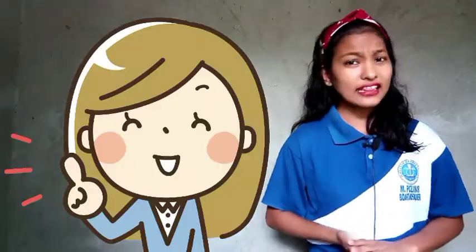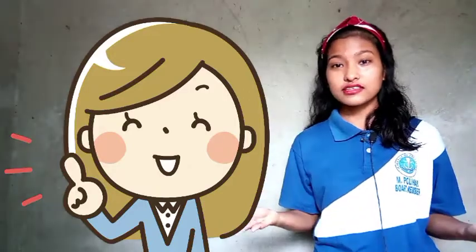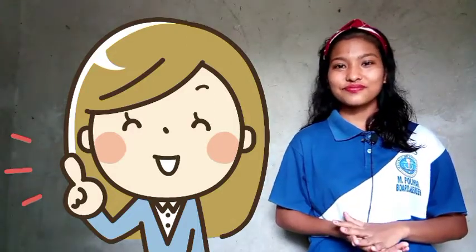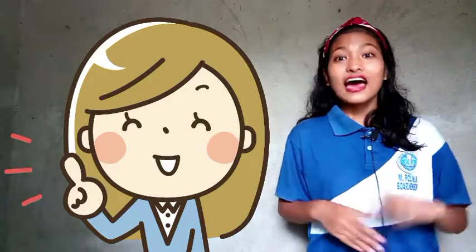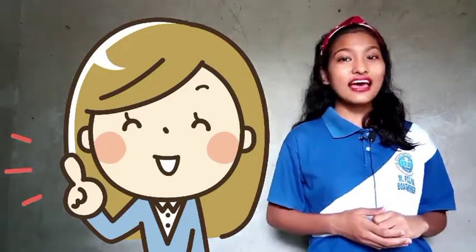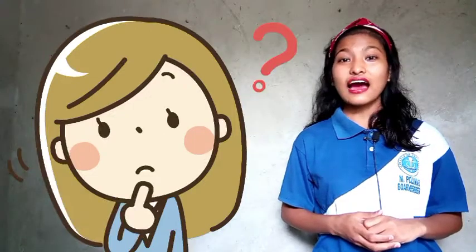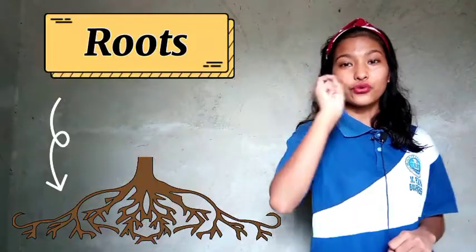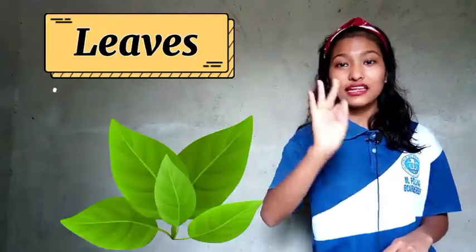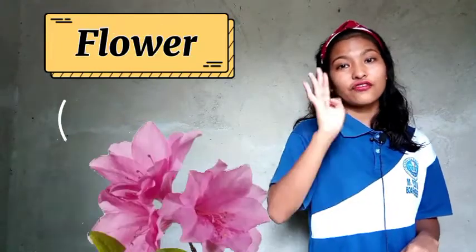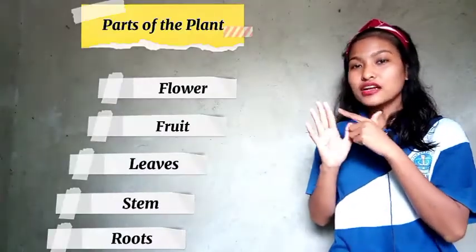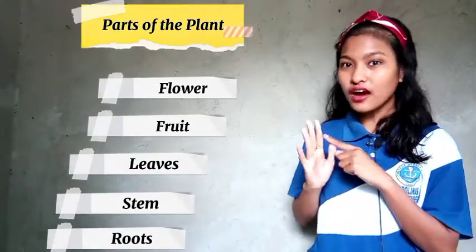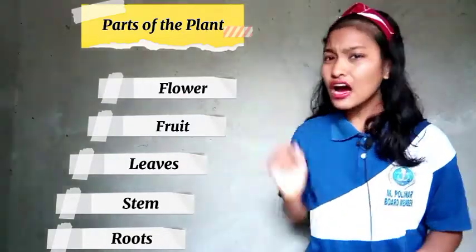Do you have a plant at home or in your surroundings? If you ever see a plant, get that plant. Now that you have a plant, let's try to explore these parts and their functions. Again, what are the 5 parts of the plants? We have the roots, stem, leaves, fruit, and flower. And these parts of the plants have their own functions. Yes, they have their own job. Teacher, how do you say so?